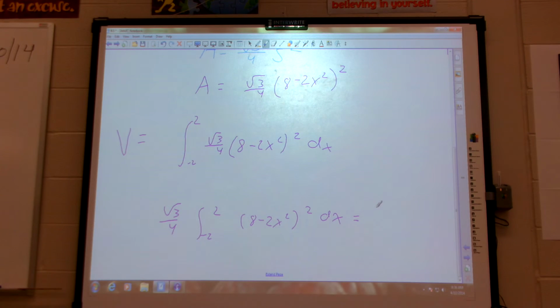Like I can't use my calculator anymore. Yeah, it's really hard. It is, isn't it? And I still have people in pre-calc that don't want to use these. They're so easy.